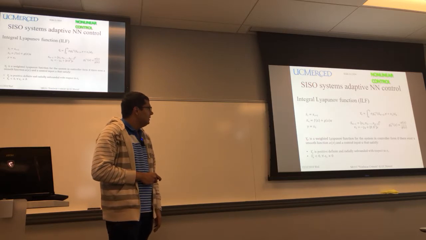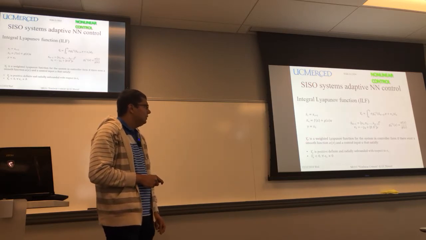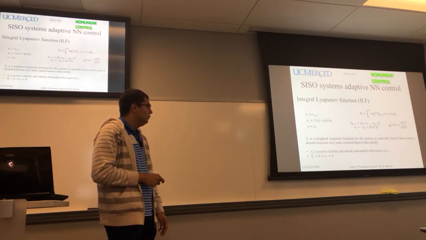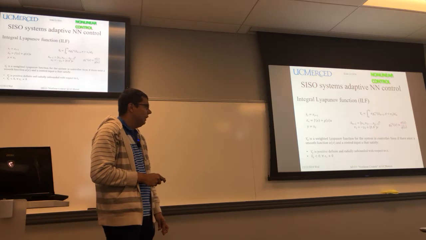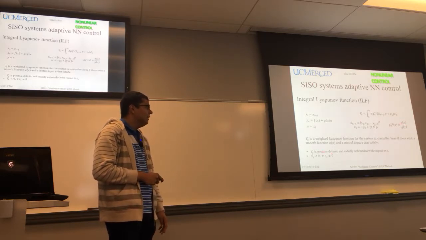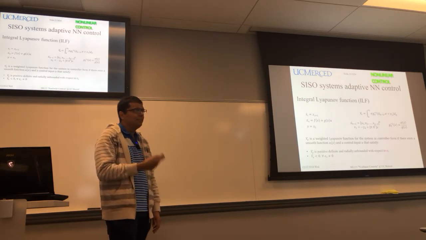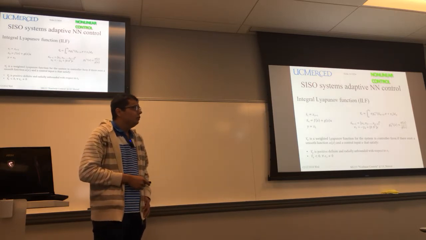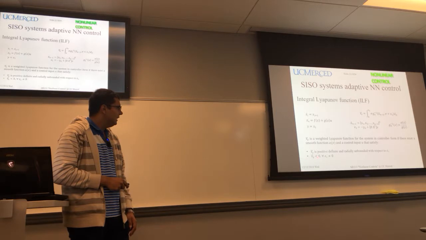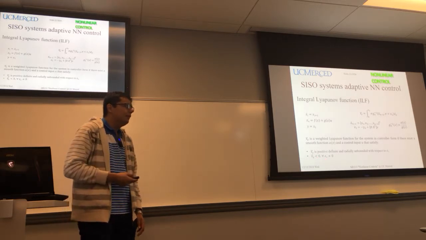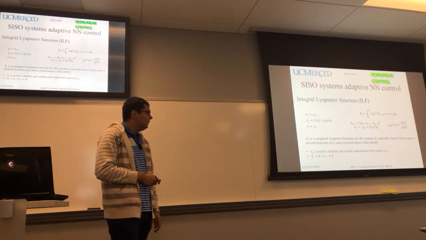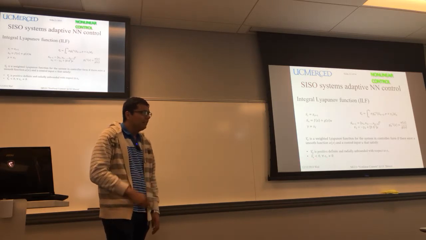Basically, this V is a weighted Lyapunov function for the system in the controller form. Only if you have a smooth function, alpha x, the weight function, that makes V positive definite and radially bounded with respect to the sliding surface. And in this case, the derivative of the Lyapunov function will be negative definite at all points different than 0.